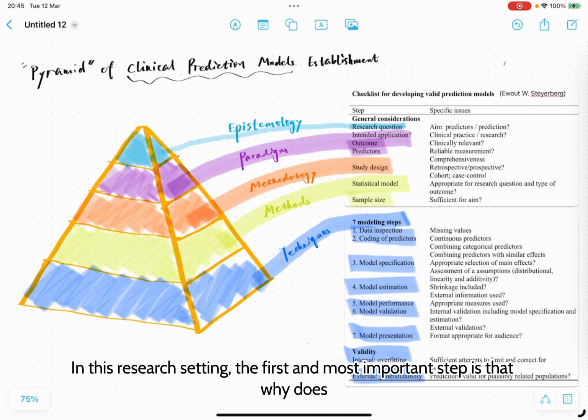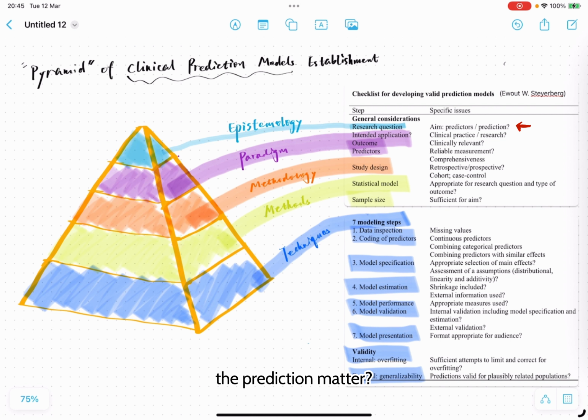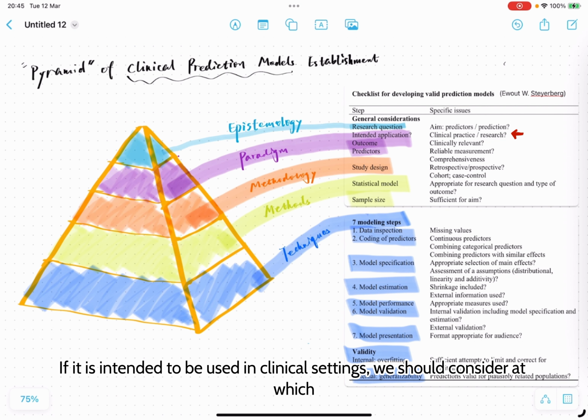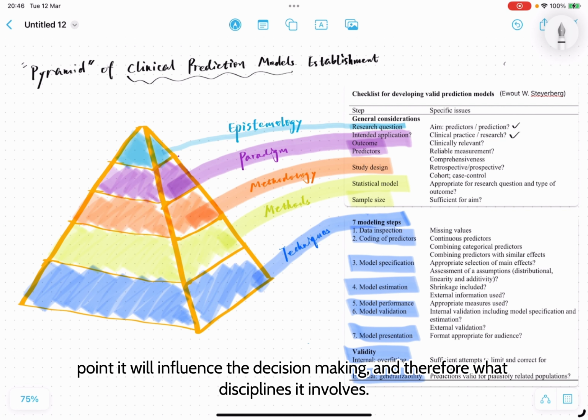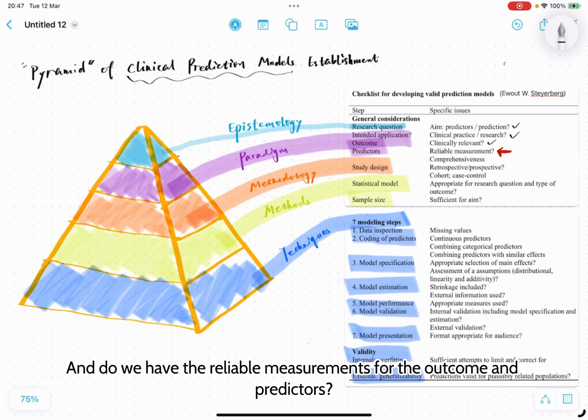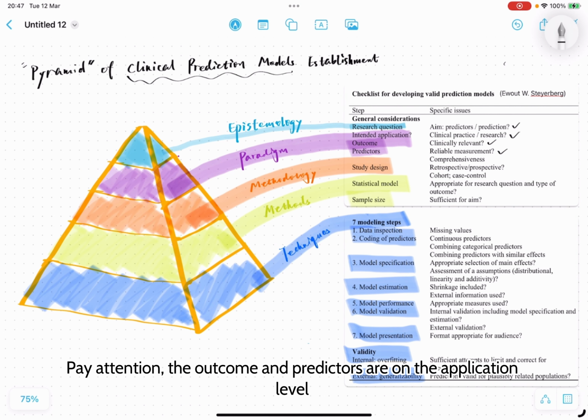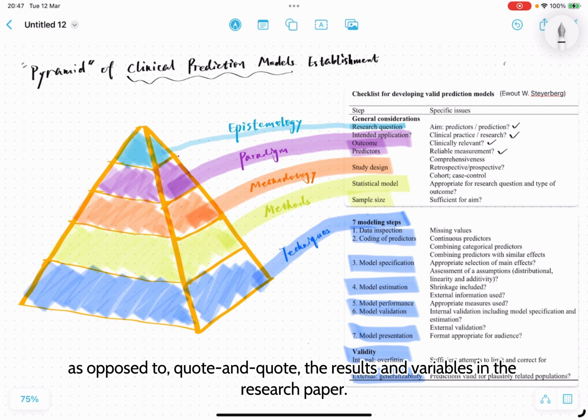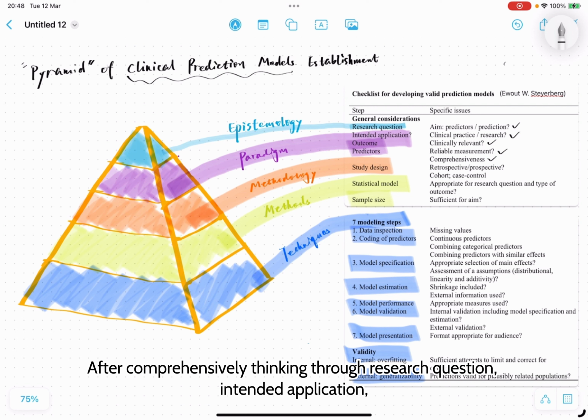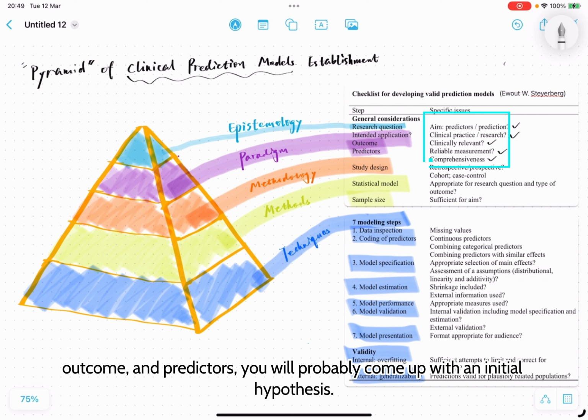In this research setting, the first and most important step is: why does the prediction matter? If it is intended to be used in clinical settings, we should consider at which point it will influence the decision making, and therefore what disciplines it involves. And do we have reliable measurements for the outcome and predictors? Pay attention, the outcome and the predictors are on the application level, as opposed to, quote-unquote, the results and variables in the research paper.